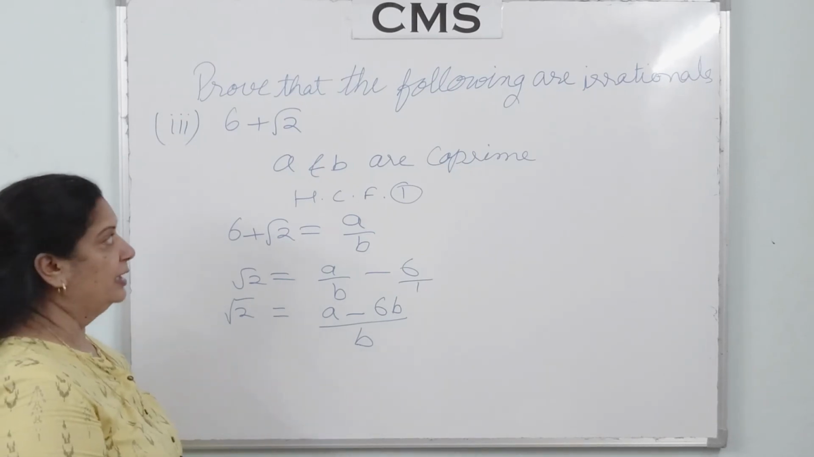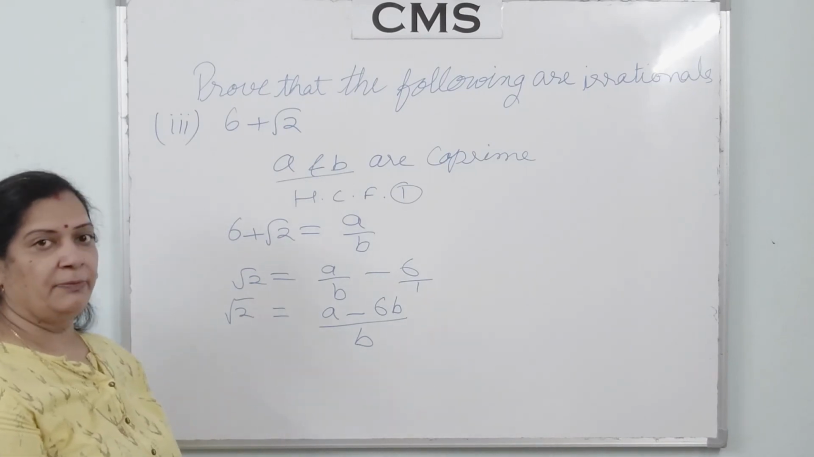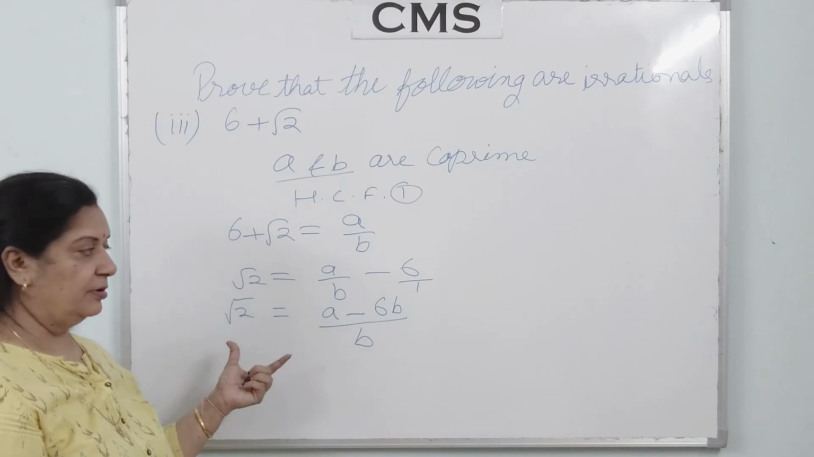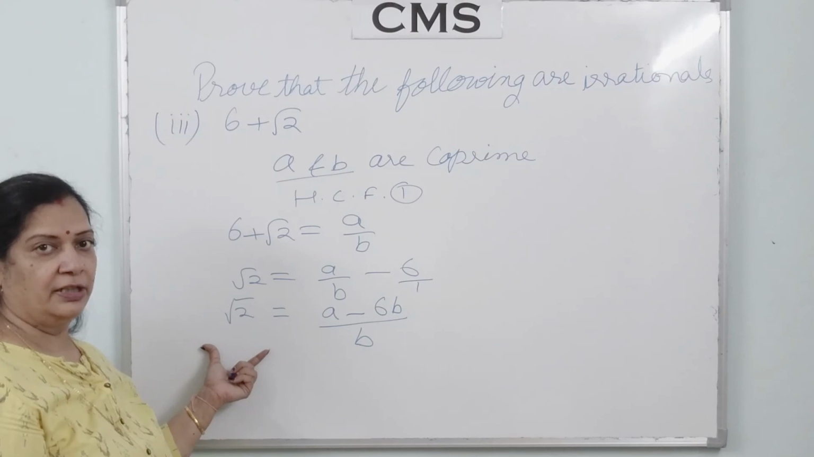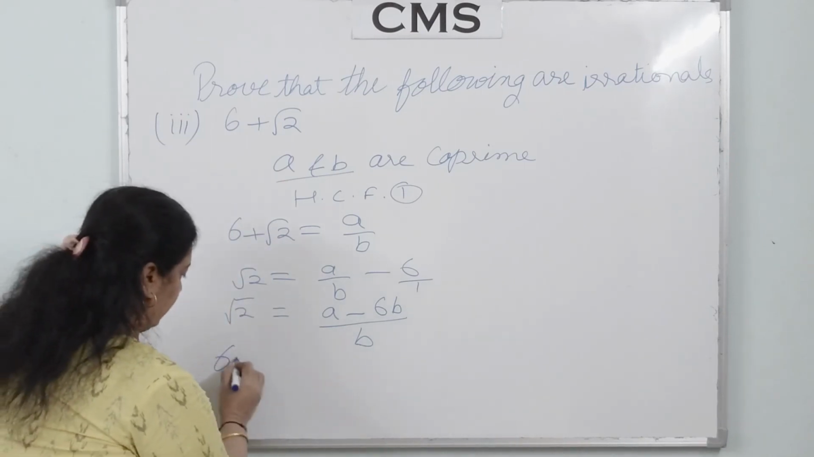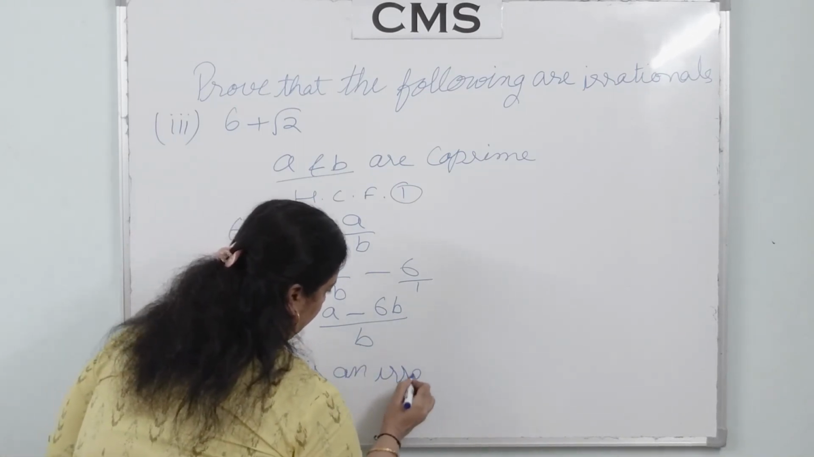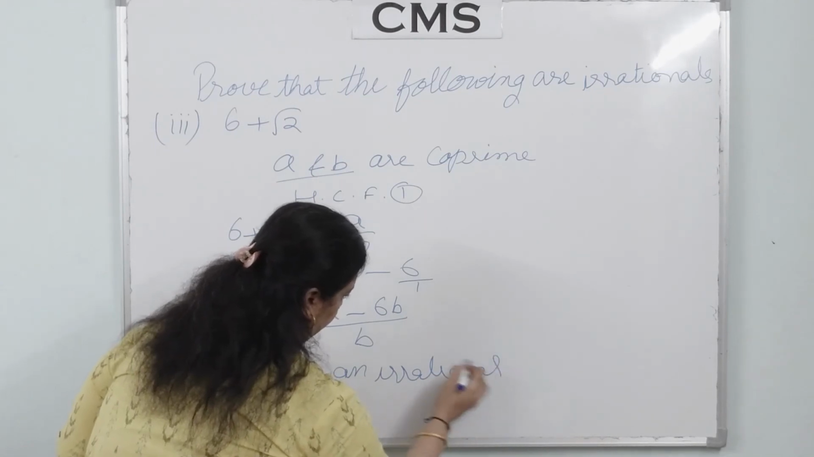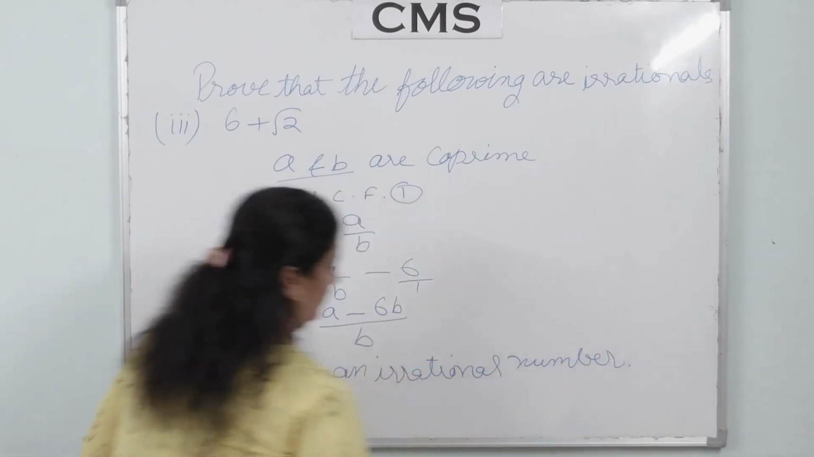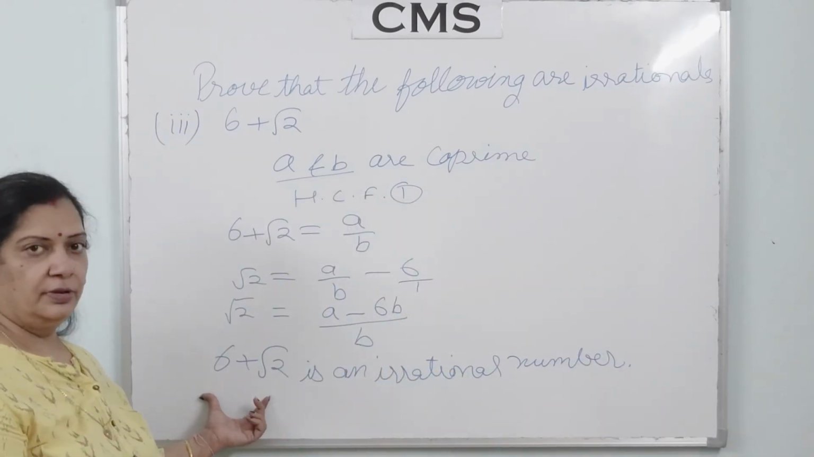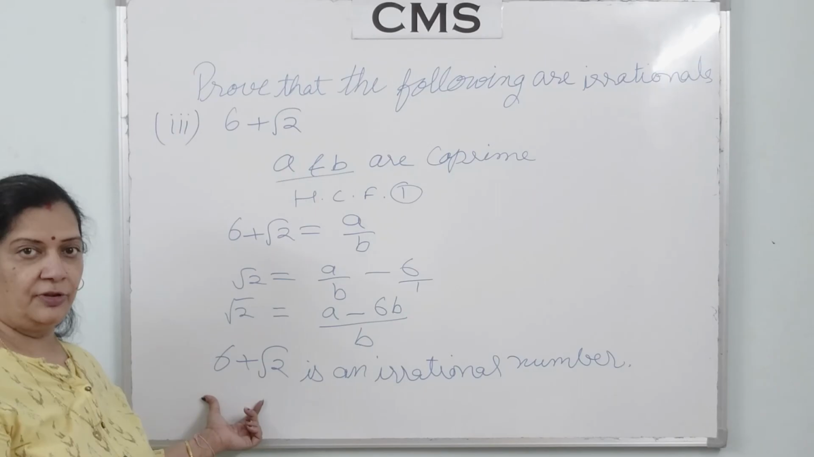But as we know, the integers A and B are co-prime, so they cannot have any other factor except 1. So we know that root 2 is not a rational number, it is an irrational number. So the whole number 6 plus root 2 is an irrational number. The assumption that 6 plus root 2 is a rational number is wrong.